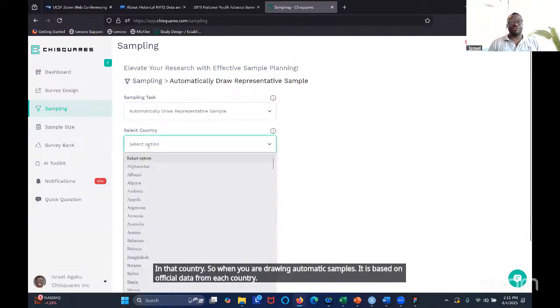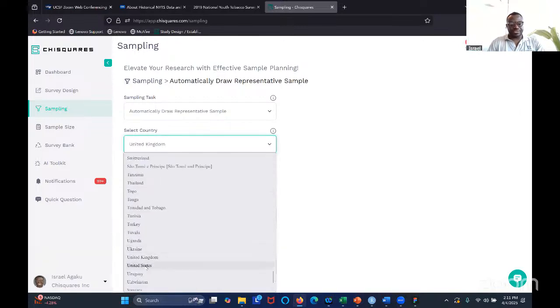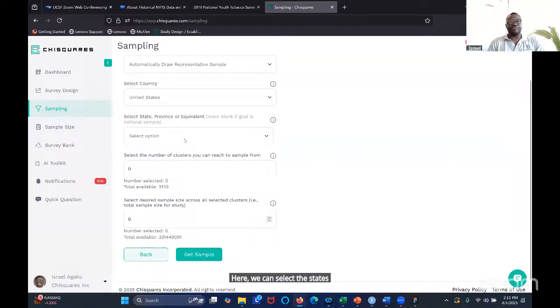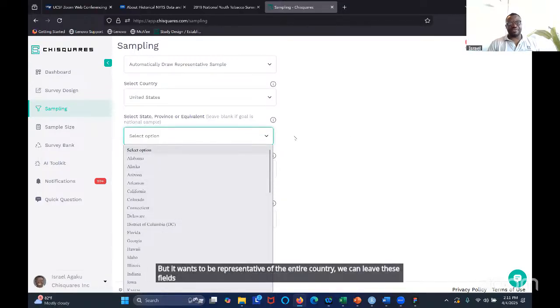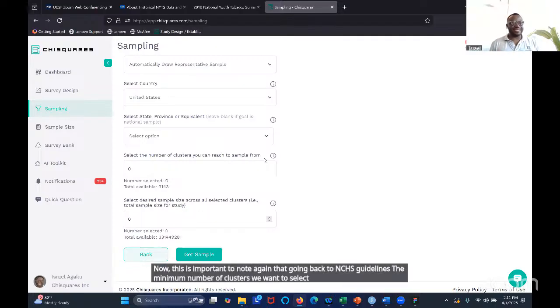So let's say we want to draw a representative sample for the United States. So select that. Here, we can select the state, if we want our sample to be representative of a state. But if we want to be representative of the entire country, we can leave these fields blank. So I'm going to leave this blank because our goal here is to select a representative sample at a national level. Now, next, select the number of clusters you want to draw your sample from. Now, it is important to note again, going back to NCHS guidelines, the minimum number of clusters we want to select is 8, right?